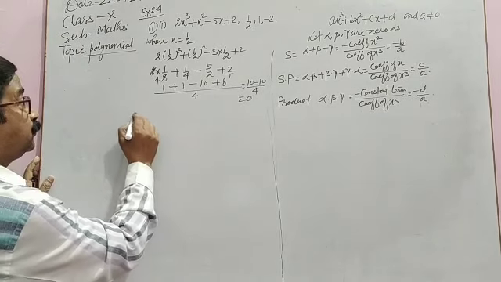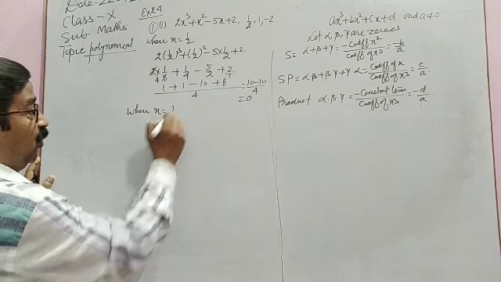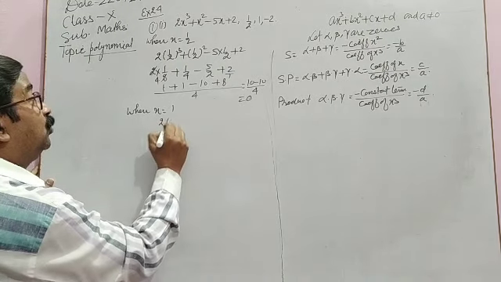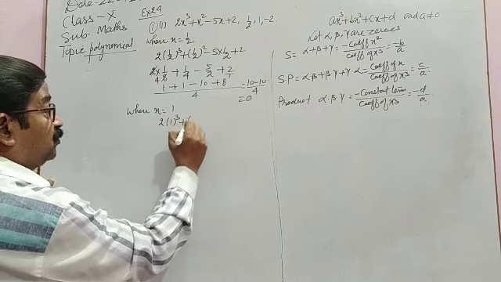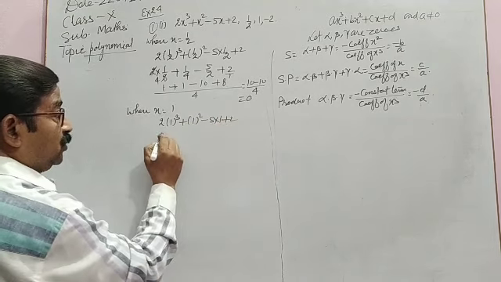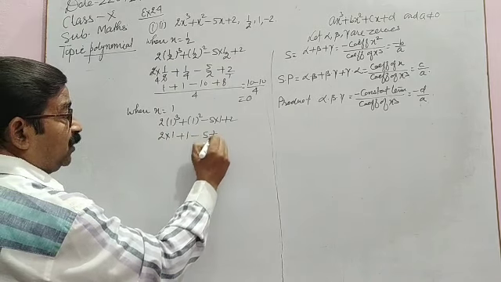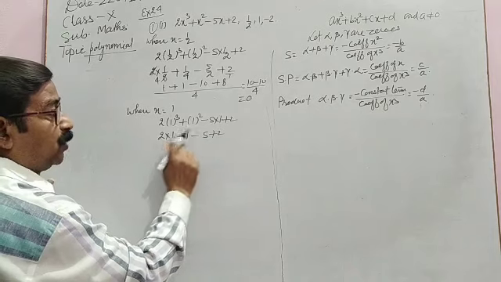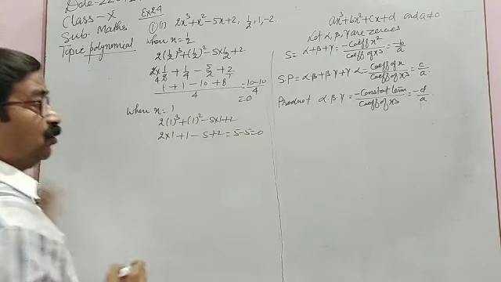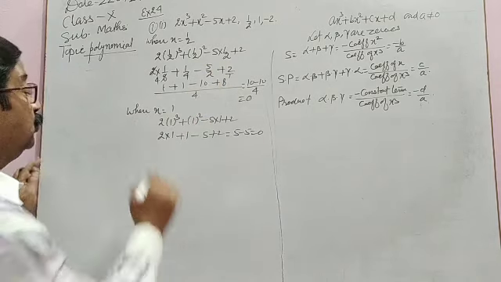Second one. When x is equal to 1, let's see, 2 into 1 cube plus 1 square minus 5 into 1 plus 2. This is 2 into 1 cube, which is 1, plus 1 square is 1, minus 5 plus 2. 2 ones are 2, plus 1 is 3, plus 2 is 5, and 5 minus 5 is equal to 0. This becomes 0 also.